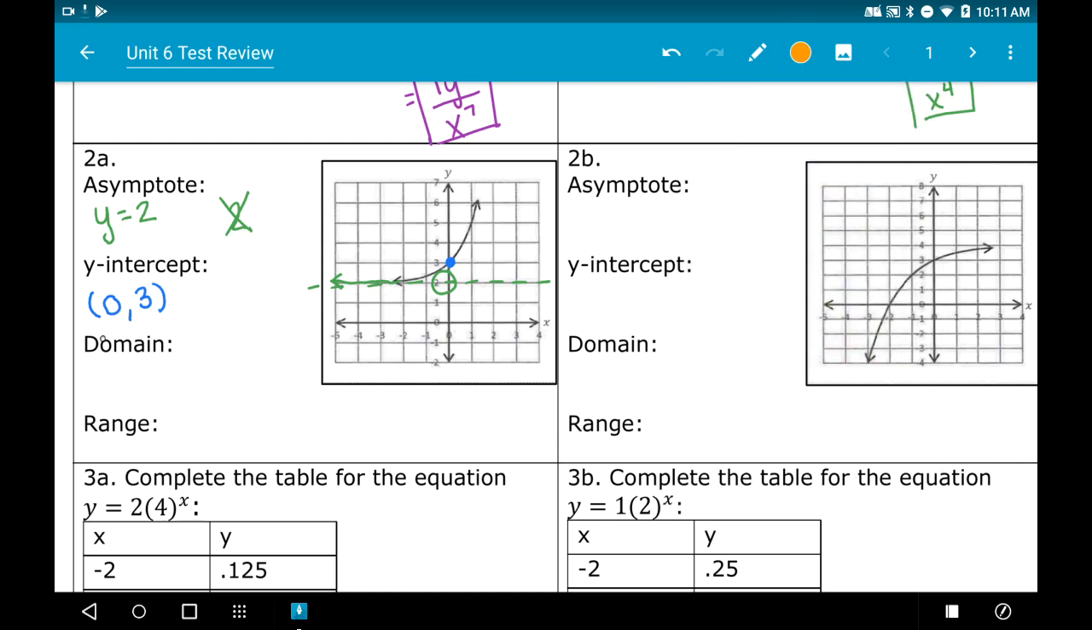Now the domain for exponential functions is always all real numbers, no matter what.